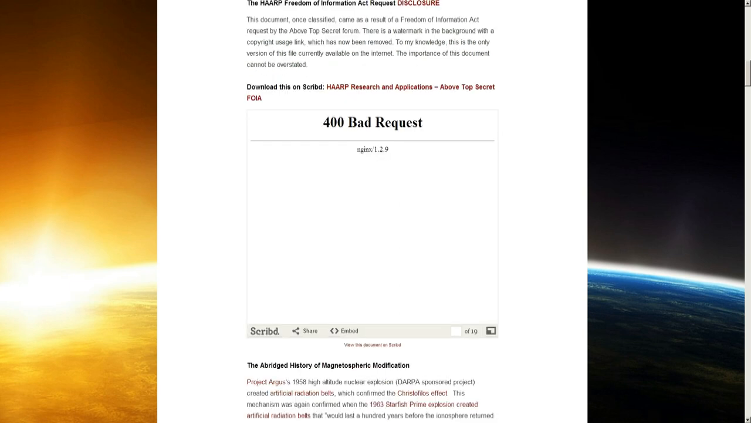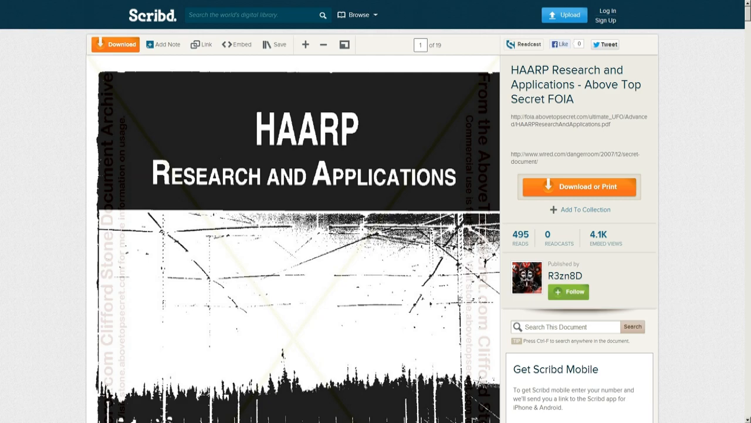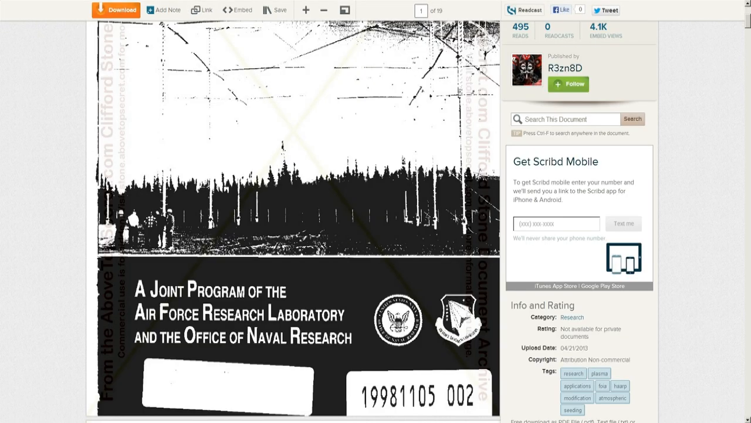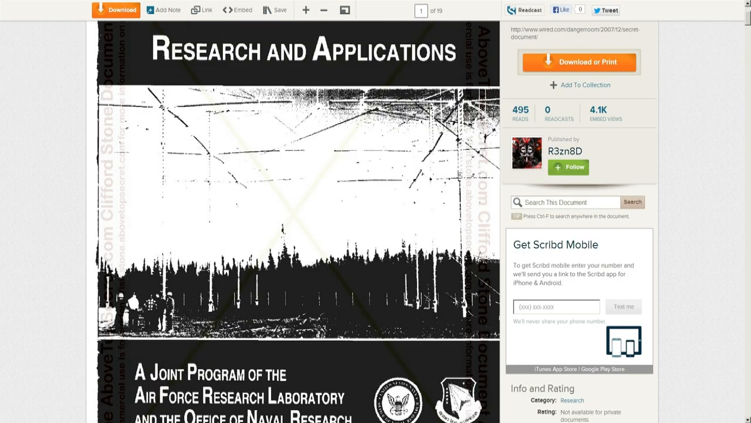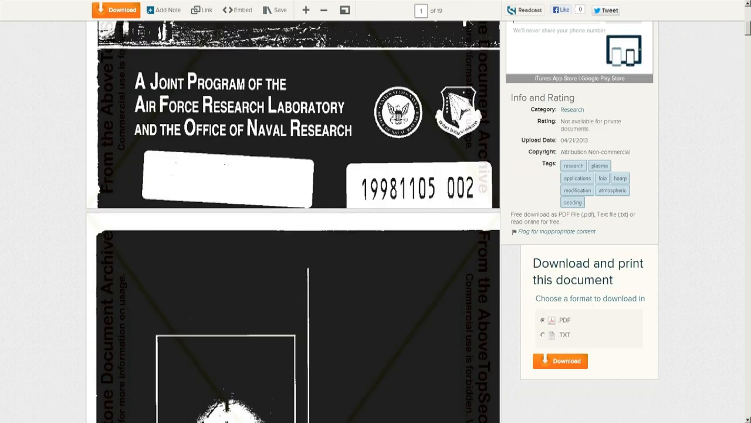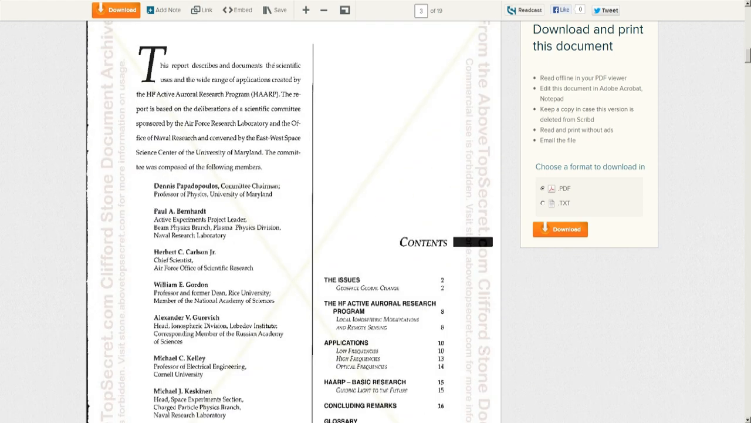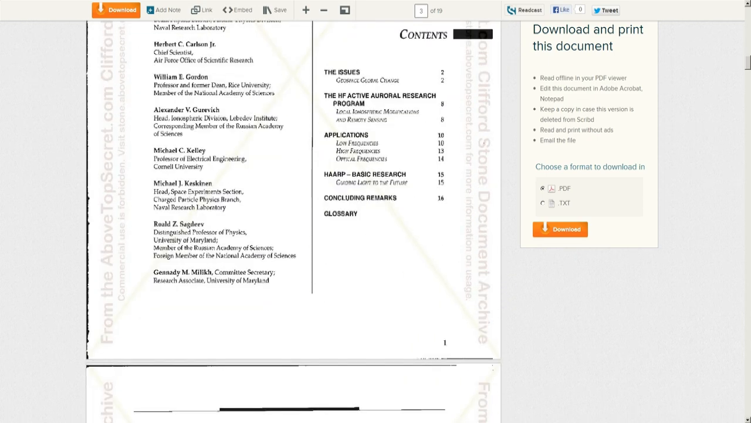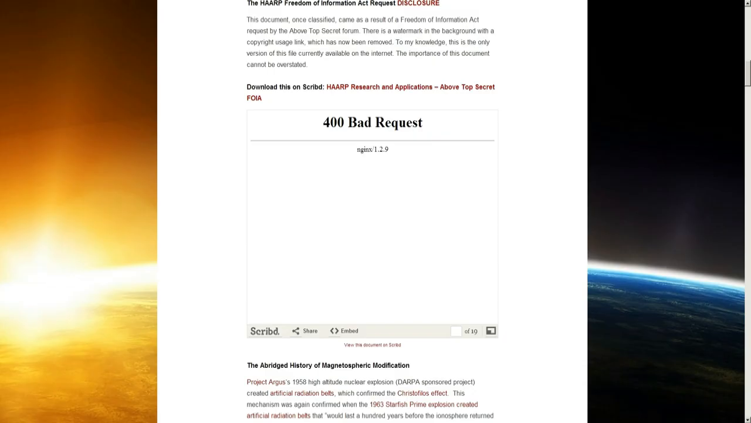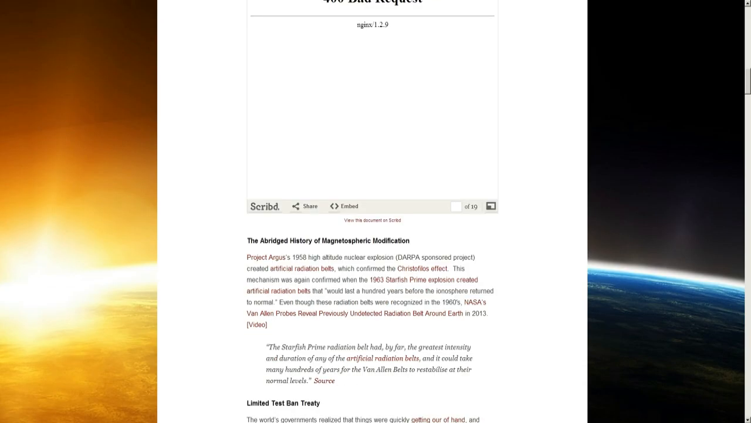Look at that. My HAARP FOIA is coming up bad request now. Interesting. Well, there it is. This is top secret. This was classified. Somebody did a Freedom of Information Act request on HAARP. This is what they came back with. They were actually looking for UFOs, and this is what they got back. Go figure. But if you look through it, this was classified. It really tells the story of what HAARP does and how it works and all that. I suggest everybody read this when it's on Scribd.